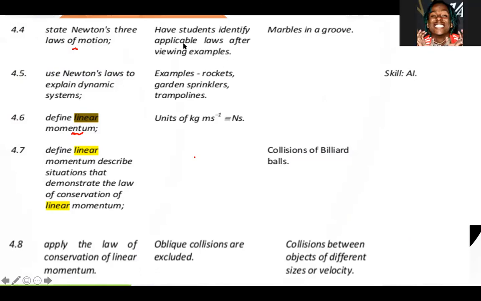It focuses only on size, right? Only on size. And then what is a vector quantity?